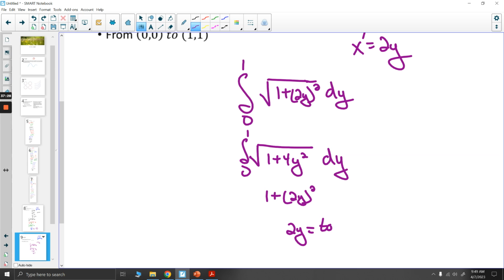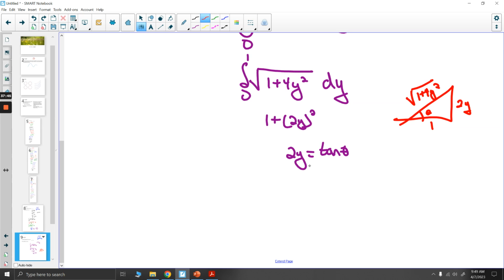2y is tangent theta. So if you remember, we have a triangle, it's theta. So tangent is opposite over adjacent, so this is 2y, this is 1, this is the square root of 1 plus 4y squared. That's our triangle we're dealing with. Okay, so if you recall, we need to derive this and deal with our dy, right? So if we bring that 2 over, we have y equals tangent theta over 2. So that means dy is equal to, the derivative of tangent is secant squared theta over 2.